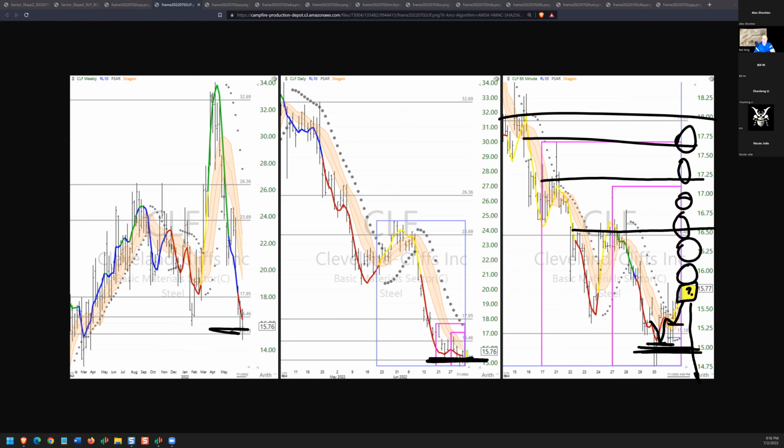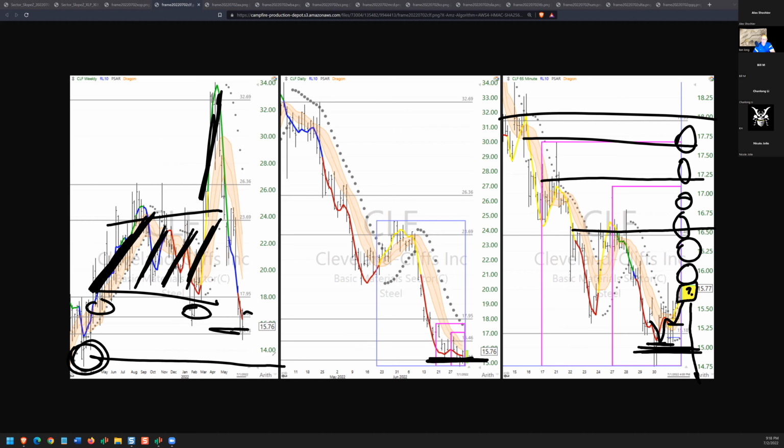Because if that fails, then the entire support structure of all of this move, all of these moves in the choppy area, plus the extraordinary move, all of that is gone. And now, look out below.